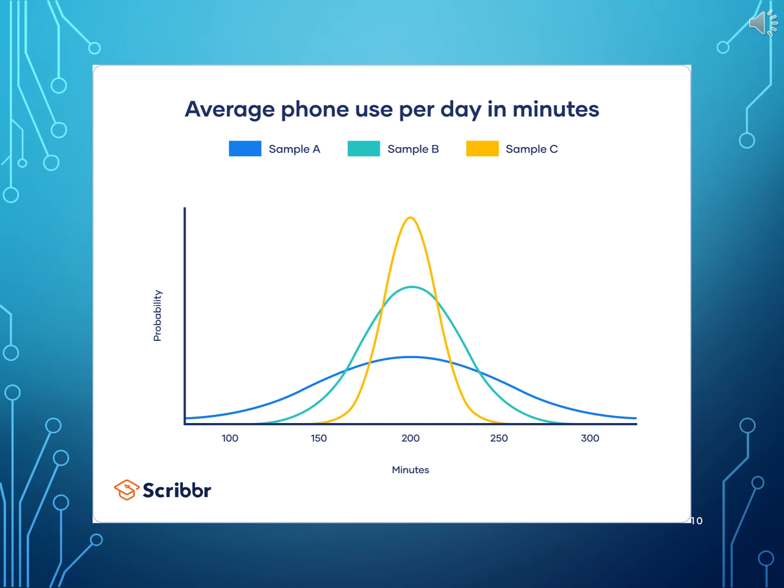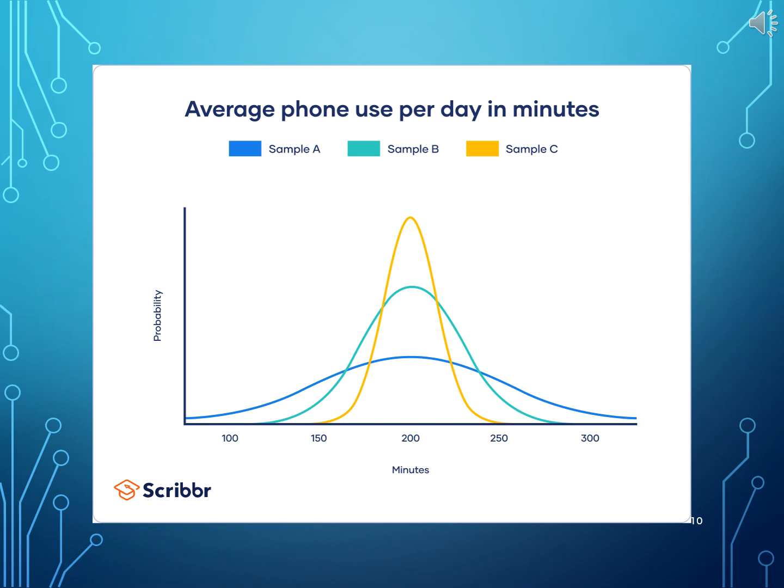And let's say maybe one of the classes is like an honors class or something like that. And it turns out, for whatever reason, I'm just making this up, that honors students tend to use pretty similar amounts of time on their phone, so right around 200 minutes, which would be the average. Well, that might represent something like sample C, the yellow distribution, because most of the students are spending about the same amount of time on their phone every day.